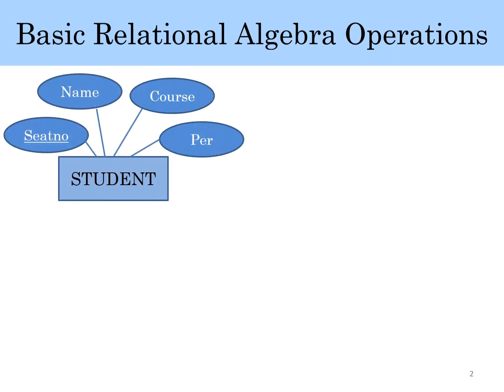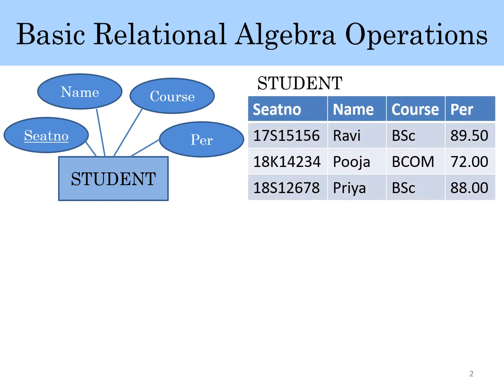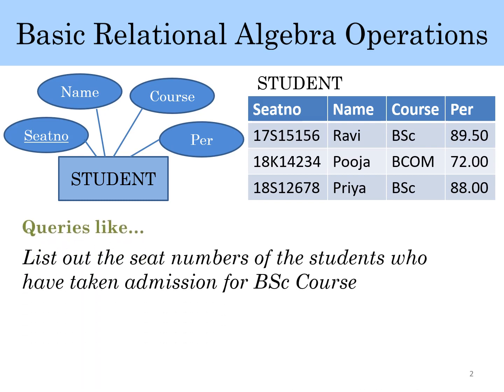Consider an example where we have a student entity with seat number, name, course and percentage as attributes. Suppose this is represented by a table like this, a student table with all these columns. And suppose we need to execute a query: list out the seat numbers of the students who have taken admission for BSc course. We shall see some basic relational algebra operations, and how these operations will help us to execute this query.